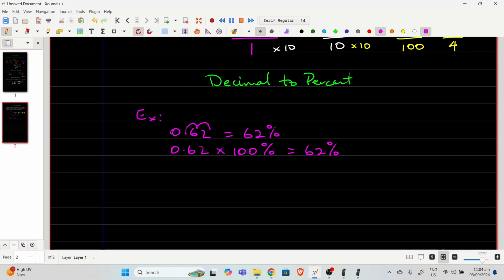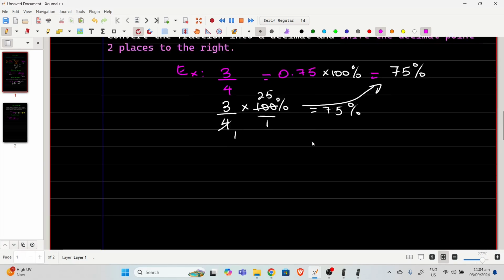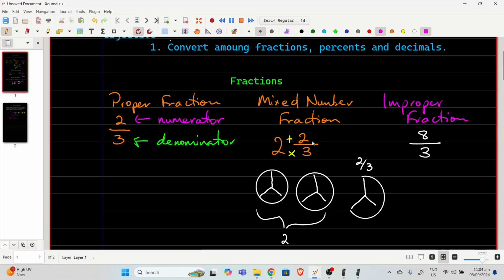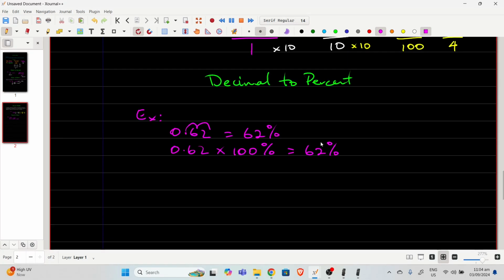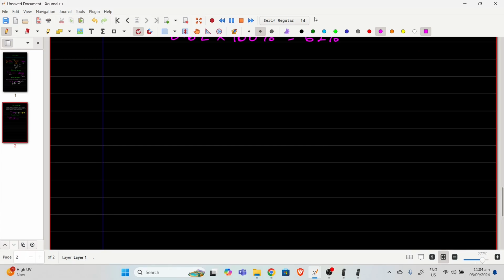All right. So we did decimal to percentage. Did we do anything with percentages yet? No, we did fraction to decimal, fraction to percent, then decimal to fraction, decimal to percent. So let's go from percent now. So let's say percent to decimal first. And that's very easy.